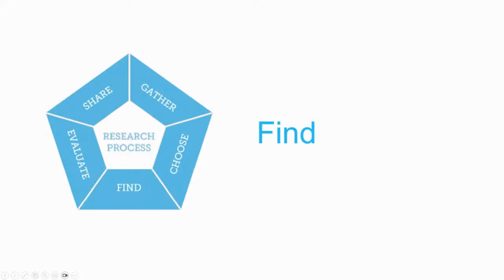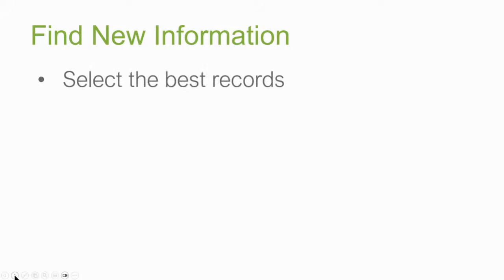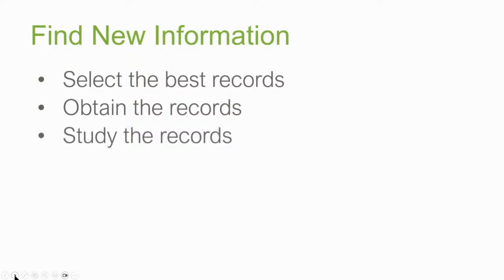After we gather known information and choose a specific research goal, the third part of the standard research process is to find new information in historical records that will answer your research questions. In order to find new information, we first need to make a plan. We want to select the best records, obtain the records, and study the records.